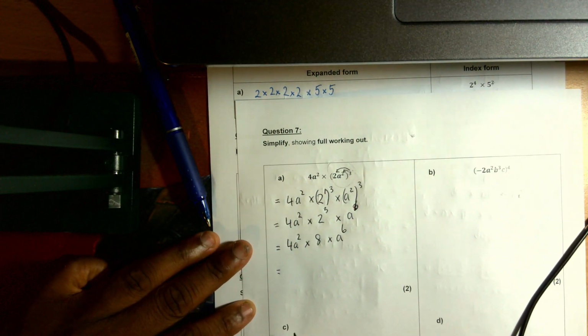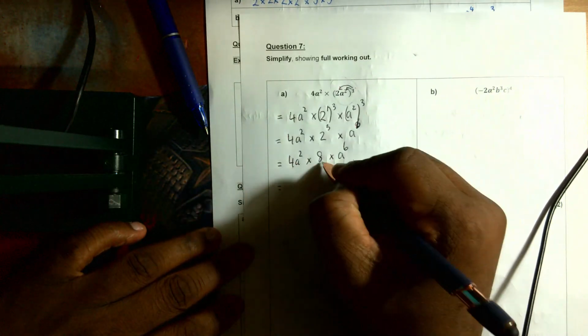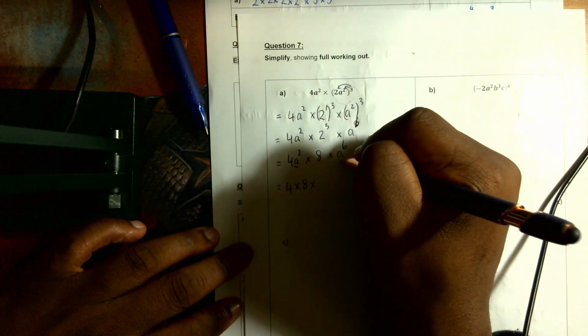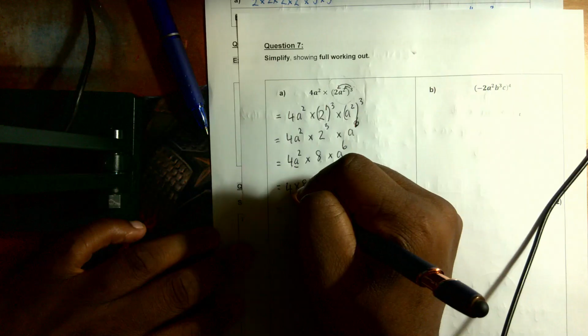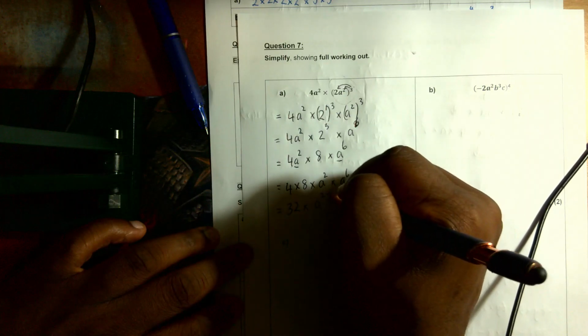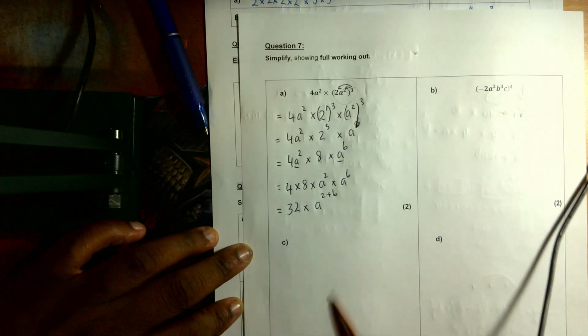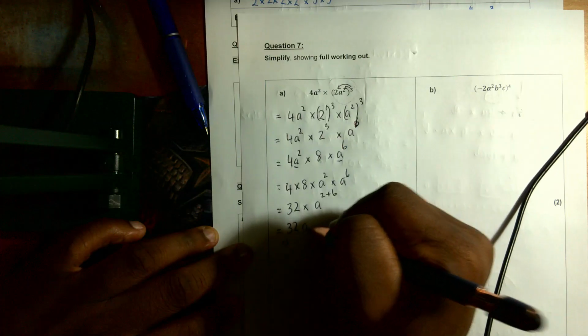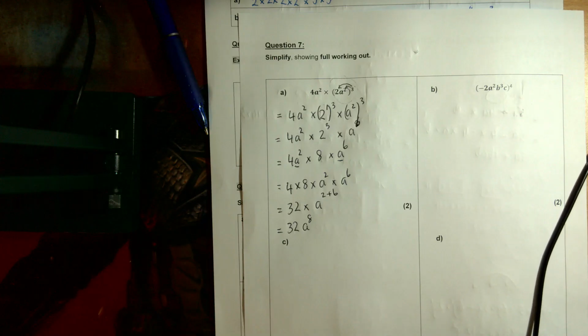I'm going to put my coefficients together, coefficient and constant. So 4 times 8, and then put my variables together. A squared times a to the 6, 4 times a to the 2 plus 6, same base, add the power when multiplying. So 32a to the 8th power.